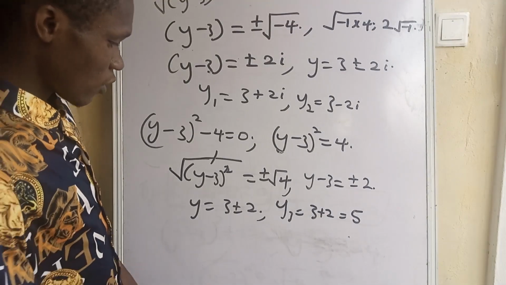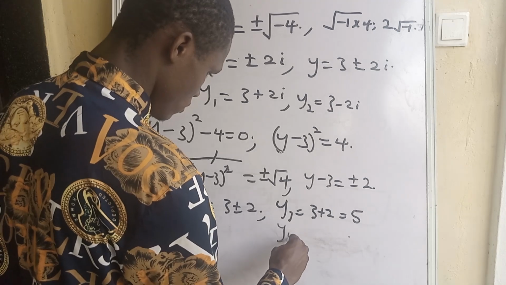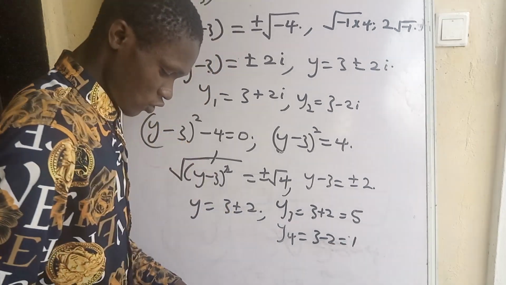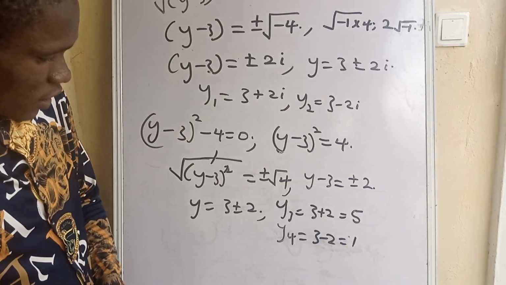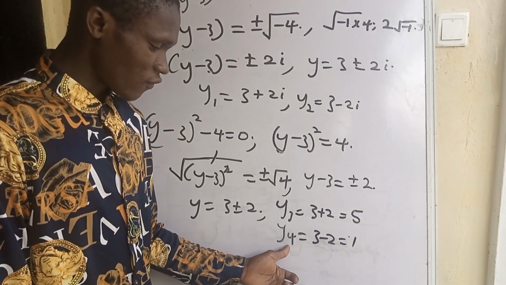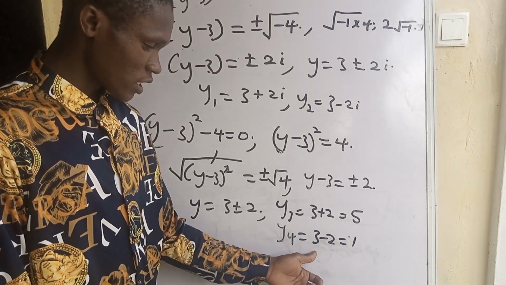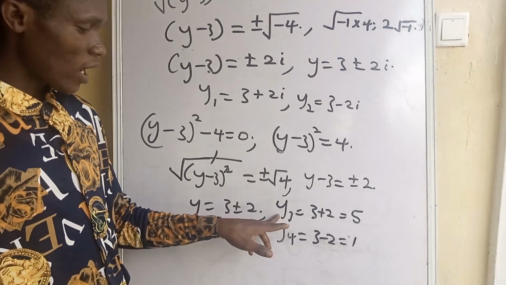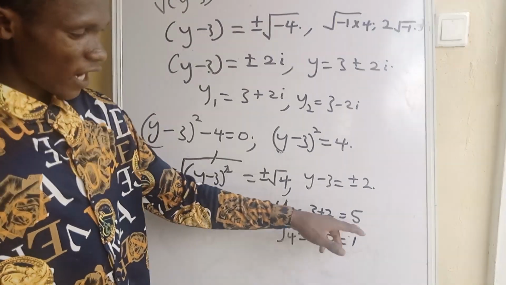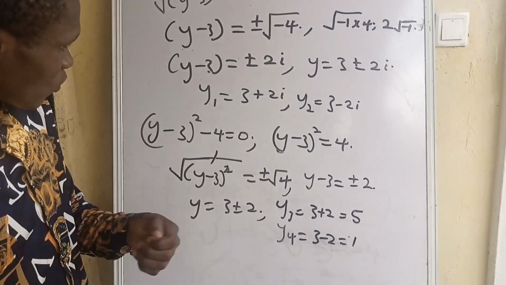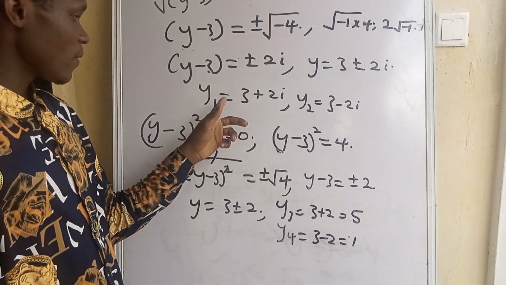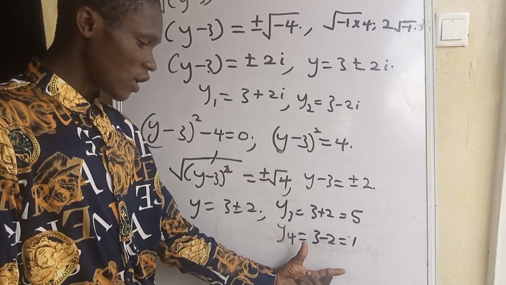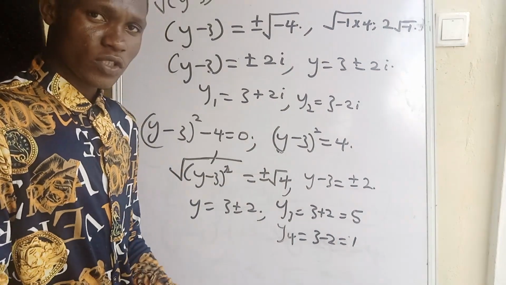So coming back, our y4 is equal to 3 minus 2, which is 1. So this is the fourth value for y, and the third value for y is 3 plus 2, which is 5. You can see from the board we have four values for y, like I said earlier. Two values for y are in complex form, and two values for y are plain numbers.